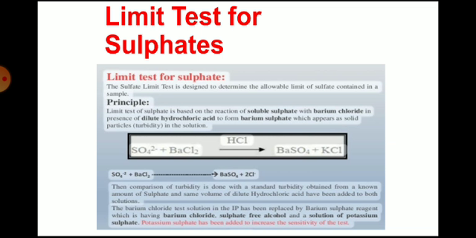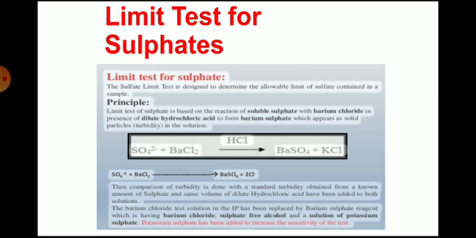As we see in the limit test for sulfate, this test is designed to determine the allowable limit of sulfate contained in the sample. The principle behind the limit test for sulfate is the reaction of a soluble sulfate with barium chloride in the presence of dilute hydrochloric acid to form barium sulfate, which appears as solid particles and turns the solution turbid.